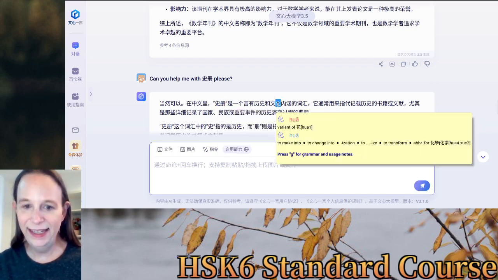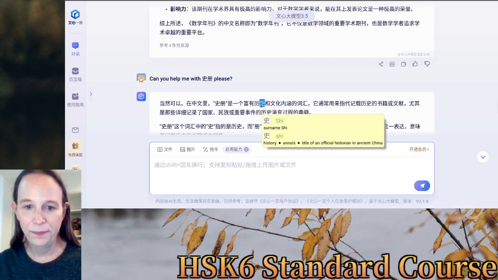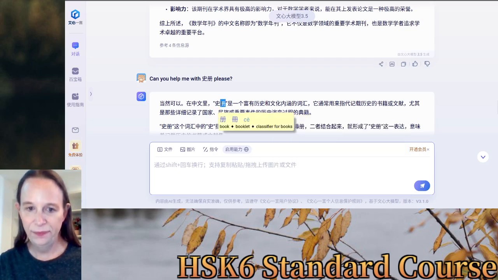Okay, so the 史 is 历史, of course. This one. History, annals. Title of official historian in ancient China. Okay. And sure, book, booklet, classifier for books.